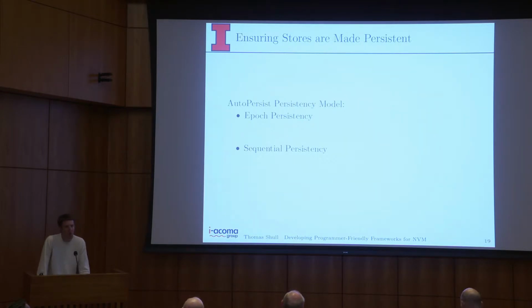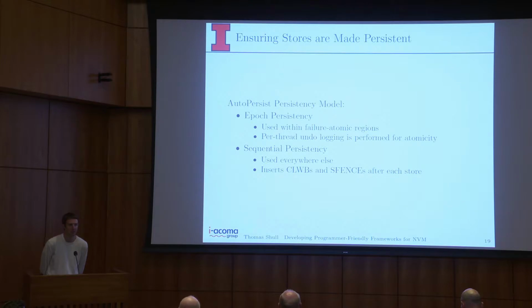As I said before with regards to its persistency model, we have both epoch and sequential persistency. Within the failure atomic region, since nothing is going to be visible until the very end, you can complete all those cache line writebacks out of order, provided that it's aligned with the log write, because it just needs to complete by the end of it. But outside of these failure atomic regions, we're using sequential persistency because it's the easiest one to understand. You know when stuff's going to complete, because you can just draw a line in the code.